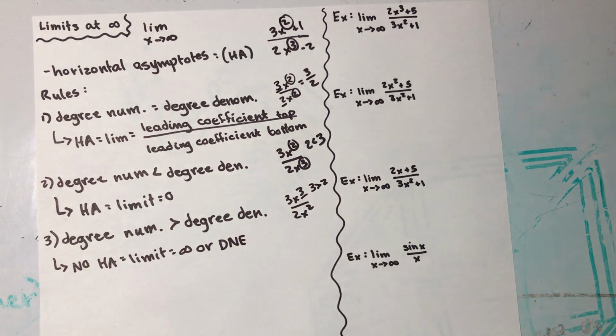Infinity and does not exist are the same thing. Either one is appropriate to say. So these are the 3 rules, and with these you can essentially solve all types of limits at infinity problems.